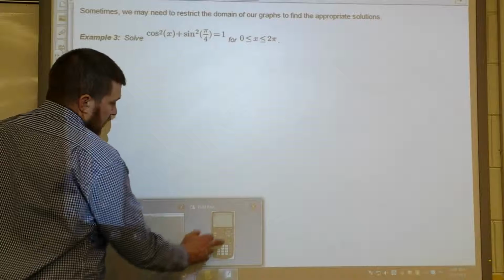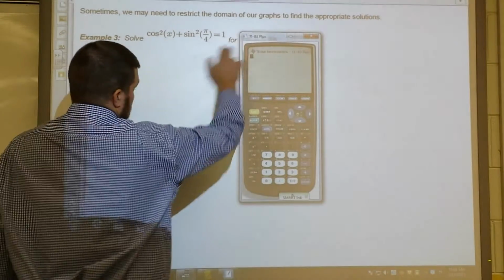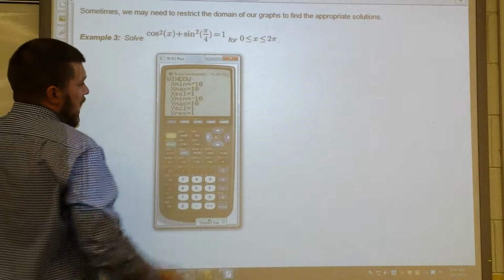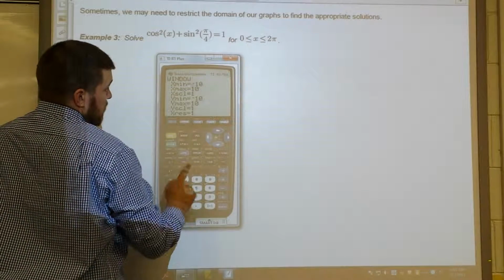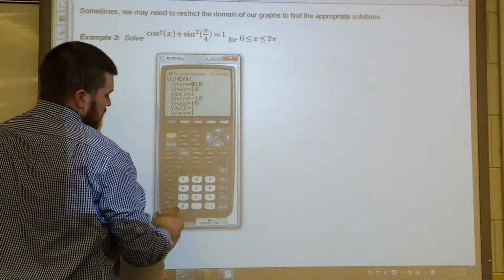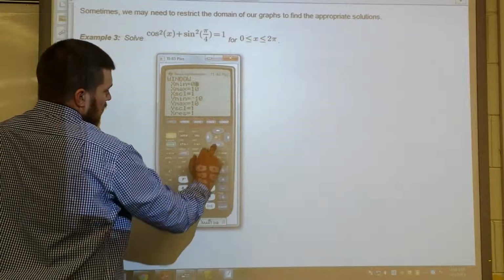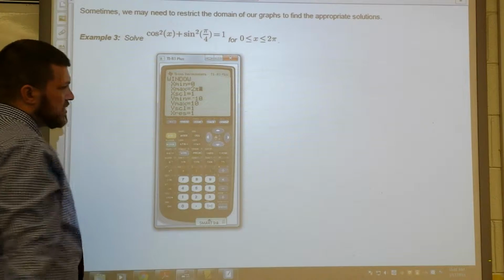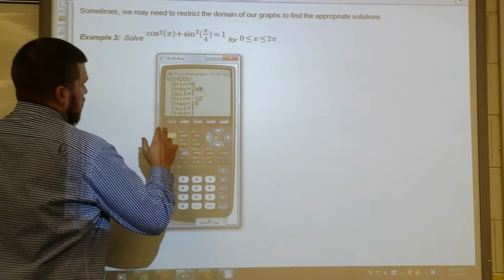So in my calculator, I need to take care of that before I do anything else. So I'm going to go to Window to take care of my restrictions. I want my x to be between 0 and 2 pi. So x min I'm going to change to 0. X max I'm going to change to 2 pi. Everything else I'm going to leave alone. Now I'm ready to start graphing.